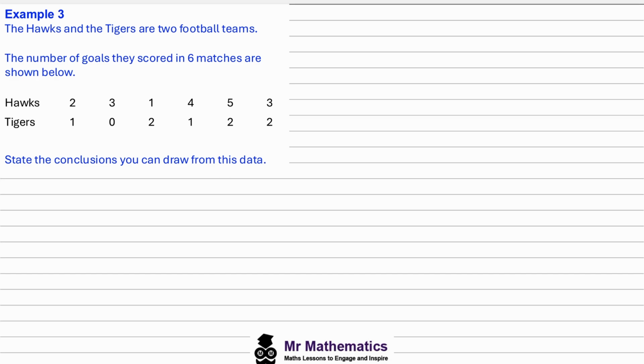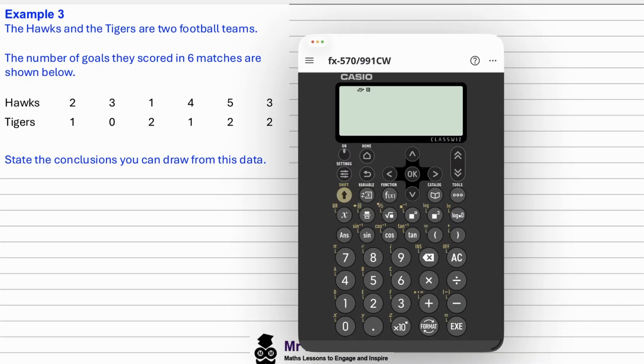Okay, so I'll come back if you had a go. So I'm going to show you how to find the mean and the range on the calculator. To work out the mean, we'll add all the data together and then we'll divide it by 6. This will give us a mean of 3.